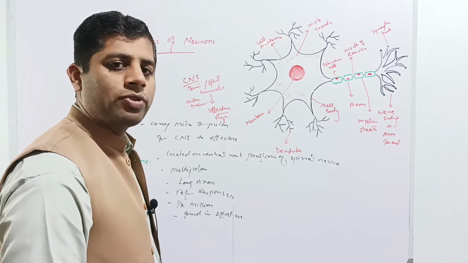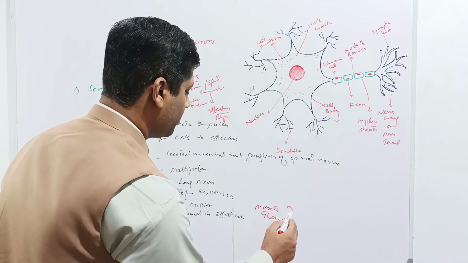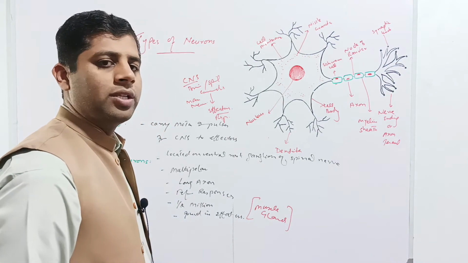Effectors are the organs which perform responses, for example, the muscles and glands. These are called the effectors, and these motor neurons are located in the effectors.